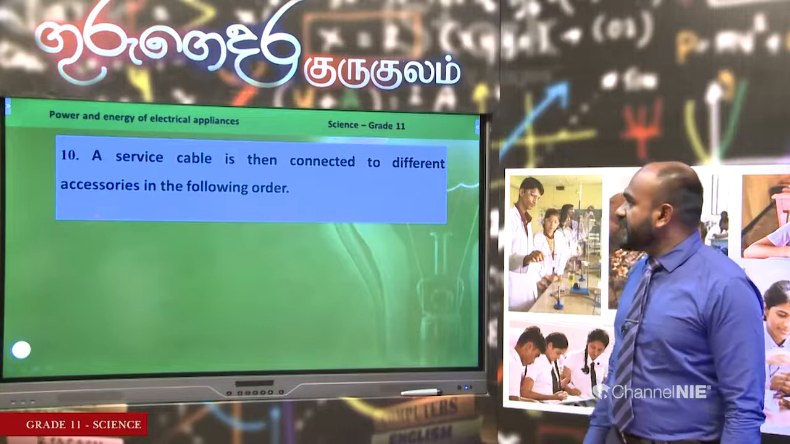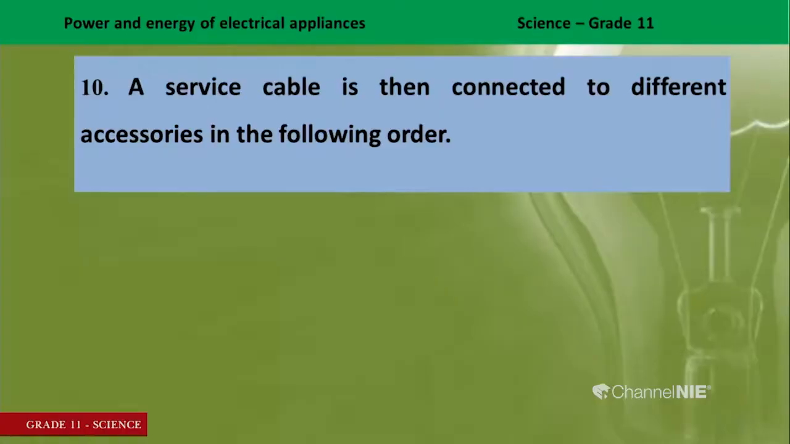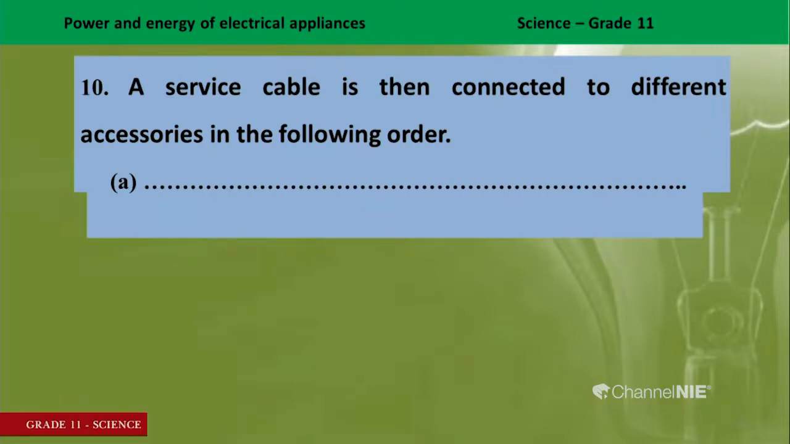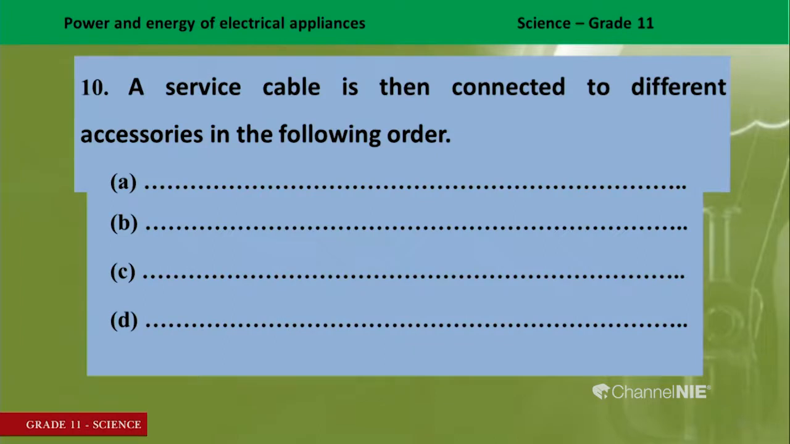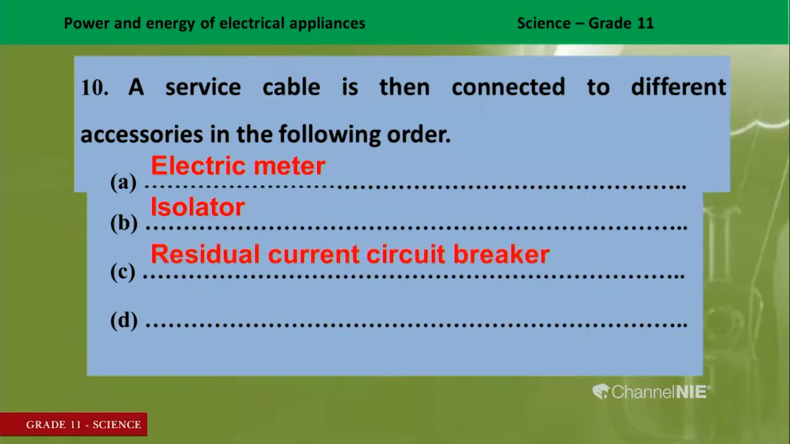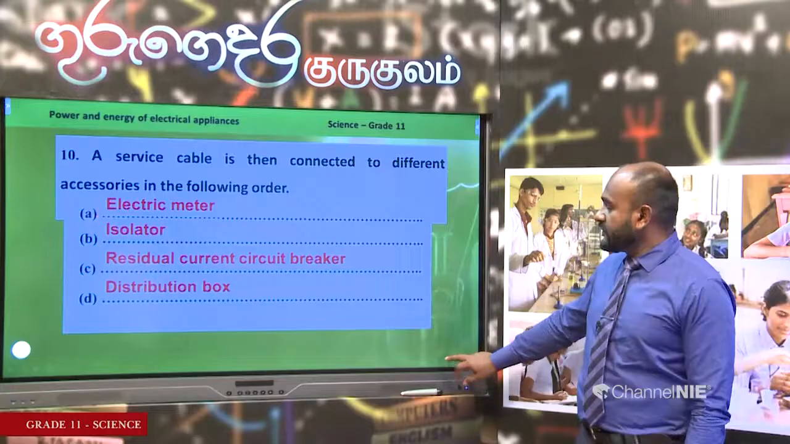A service cable is then connected to different accessories in the following order. You need to take them in order now. You know the order in which these different accessories are connected to the circuit after the service cable. Electric meter. From the electric meter it goes to what? Isolator. From the isolator it goes to residual current circuit breaker or RCCB, and then it goes to distribution box. Hope you have got correct answers. Let us go to the next one.